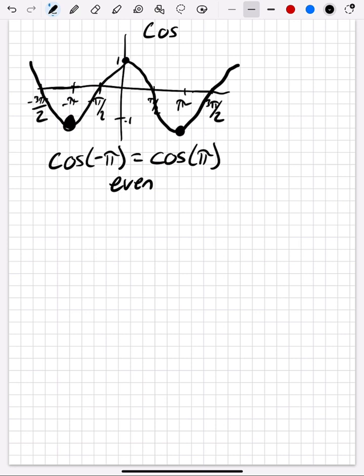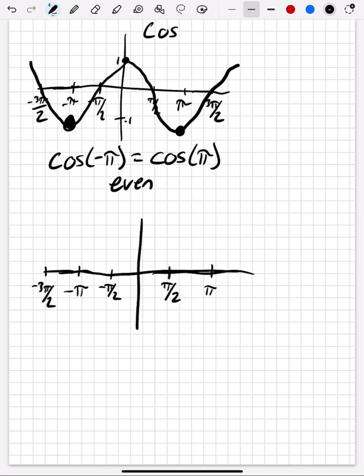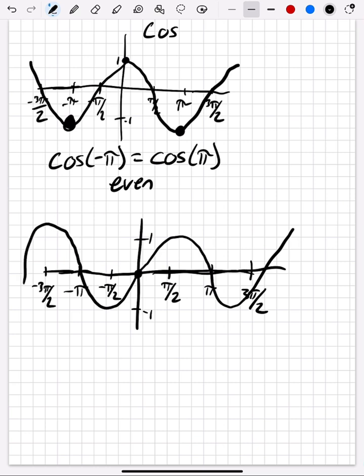But then looking at the sine curve, doing the same thing from negative pi over 2, and we'll go all the way out to negative 3 pi over 2, and this is pi over 2, pi, and then 3 pi over 2. Again, 1, negative 1. The sine curve starts at the origin and does something like that. I know that's a horrible drawing, but you get the idea of what it's doing.